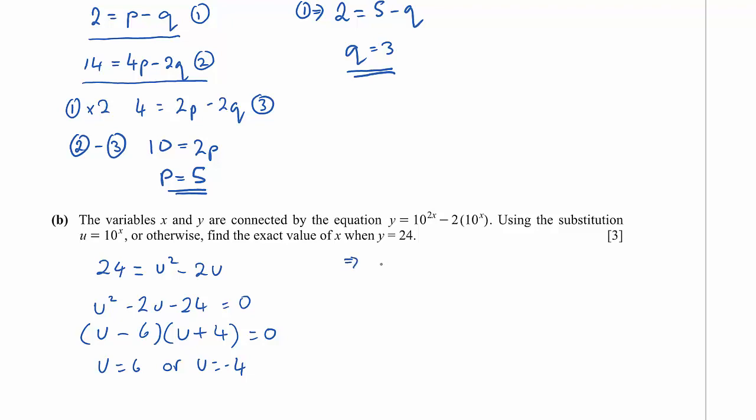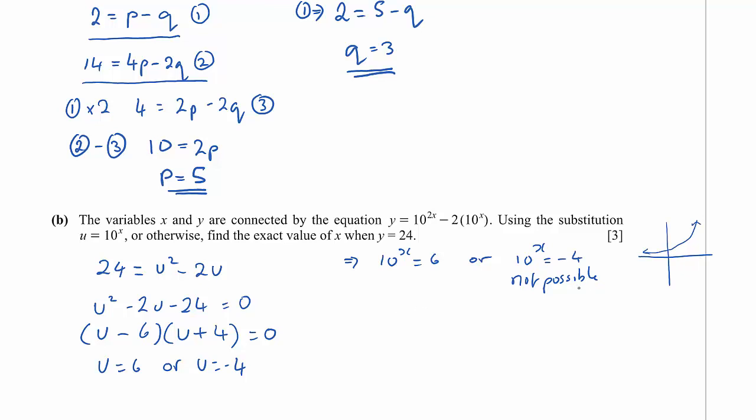And that means that 10 to the x equals 6 or 10 to the x equals negative 4. And this one is not possible. Remember, 10 to the x is an exponential, and therefore its graph would go like that. Never ever is negative.